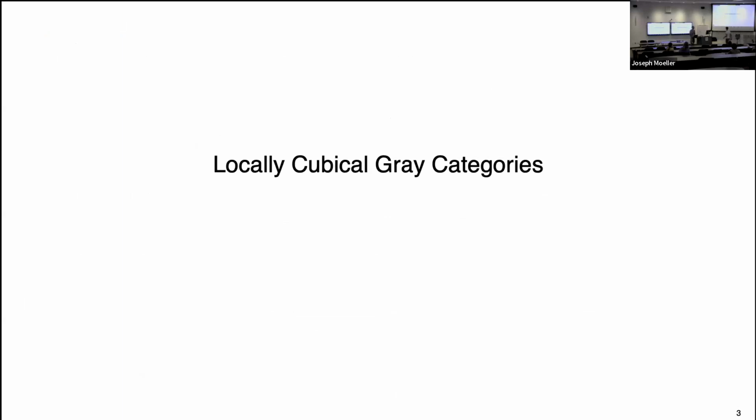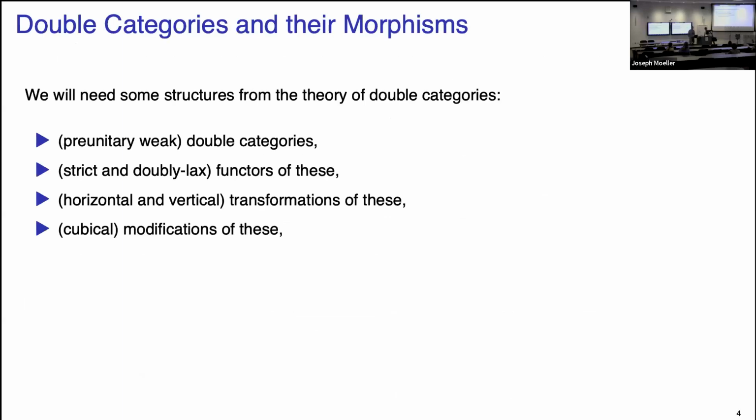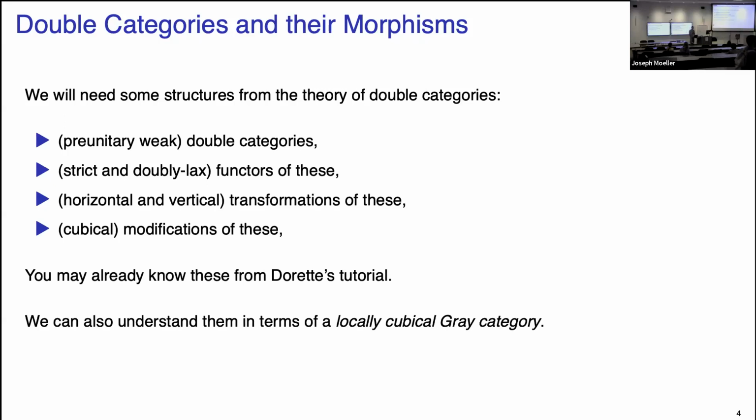So in order to tell this story, I need some ingredients, and that's what I'm going to introduce now. In particular, we're going to need some structures from the theory of double categories. We're going to need double categories themselves, the pre-unitary weak variety, if that means anything to you. We're going to need functors for double categories, in particular strict and doubly-lax ones. We're going to need transformations for such functors, both horizontal and vertical. And finally, we're going to need cubical modifications for these functors, transformations, sorry. So you may know about these structures already, possibly from Duret's tutorial yesterday, but I'm going to briefly describe another way of thinking about them that's going to serve my purposes.